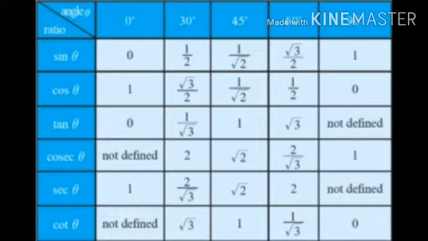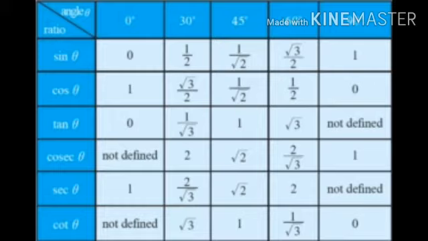And cot theta is the inverse of tan theta. Cosecant theta is the inverse of sin theta. Secant is the inverse of cos theta. Then we know that this table has an easy manner. We know that sin theta is the inverse of cosecant theta and cos theta is the inverse of secant theta.